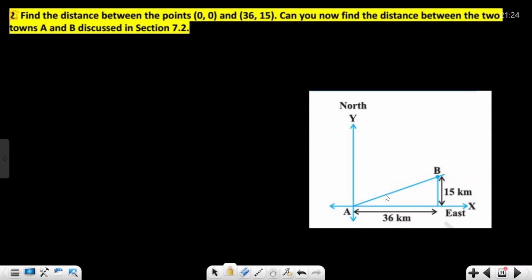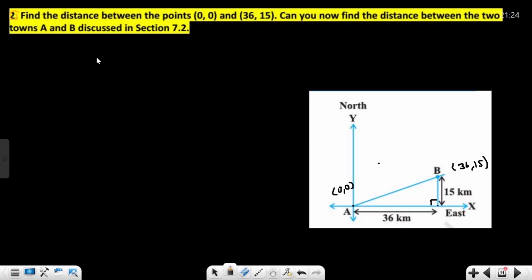Okay, here look at the graph. A point is the origin, so the origin coordinate is 0, 0, and the B coordinate is 36 and 15. The y value is 15. The distance on this point is 36 and the distance of B is 15. Simply it becomes a right angle triangle, yes or no? We can solve by the Pythagoras theorem, and if you want, you can simply solve by the distance formula also. Look here: 36 square plus 15 square is equal to hypotenuse square.